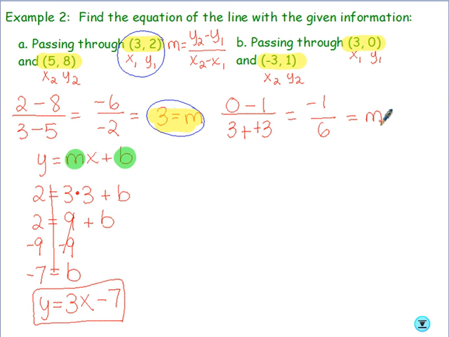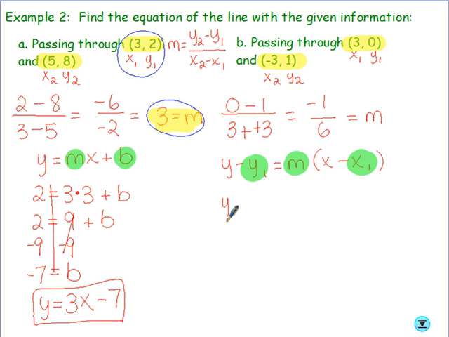Changing to our other formula. Our other formula is Y minus Y1 equals M times X minus X1. So we are focusing on filling in Y1, M, and X.